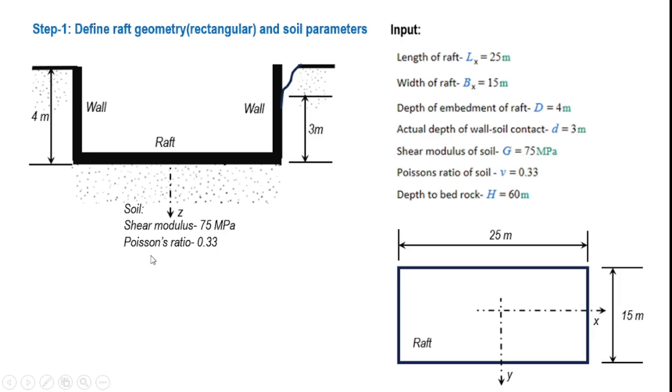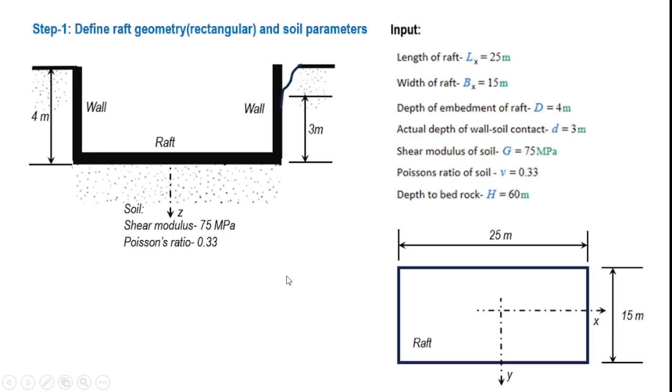And here are defined the soil parameters. The important ones are the shear modulus, that is 75 MPa, and the Poisson's ratio, which is 0.33. This is the set of input parameters, and there is one more additional parameter, that is the depth to bedrock. That means the bedrock is likely to be available at a depth of 60 meters from the ground surface, because this parameter is also likely to have a strong influence on the computation of the vertical stiffness.